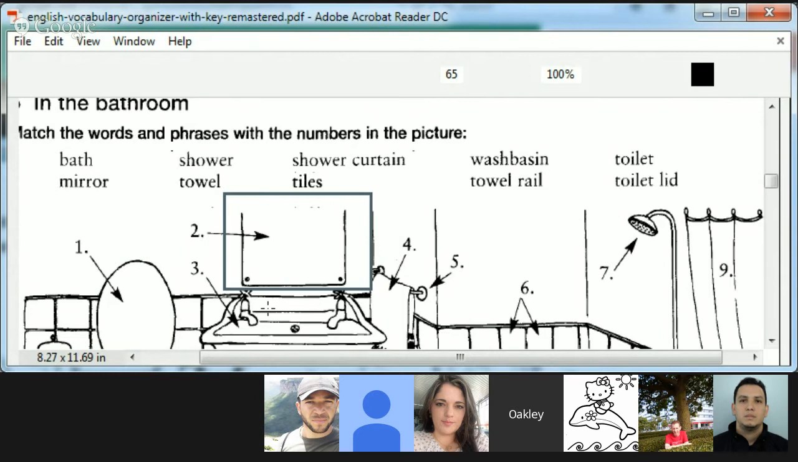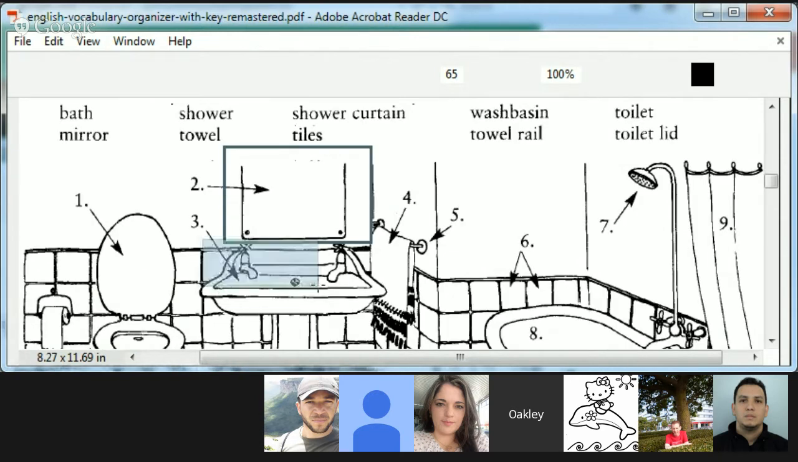All right, Paula. Number three is, of course, below the mirror. By the way, bathroom cabinet or sometimes medicine cabinet as well because it's used for medicine. Sorry, Paula. Number three is what? Wash basin. Yes, wash basin. Okay. Very good.